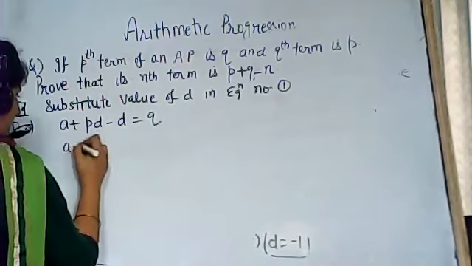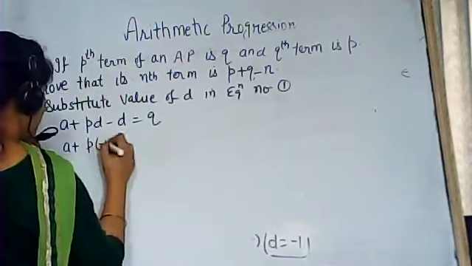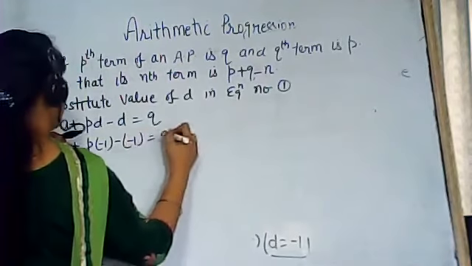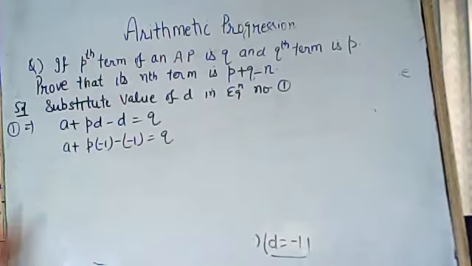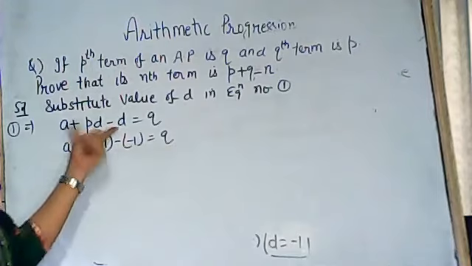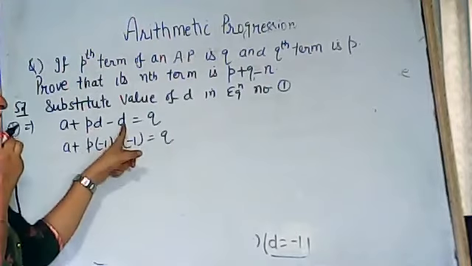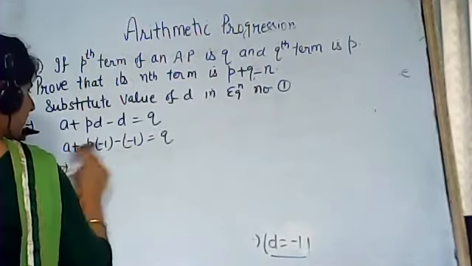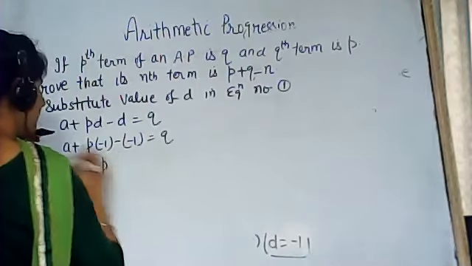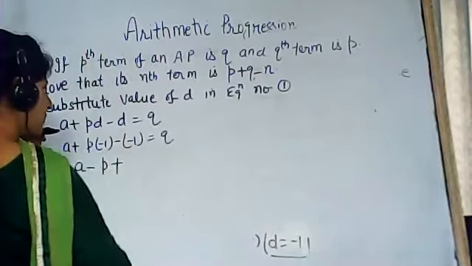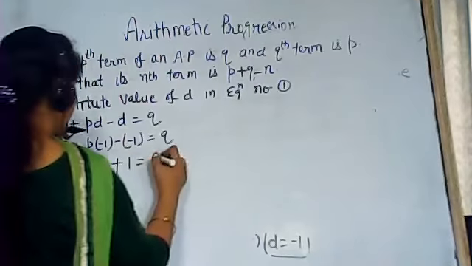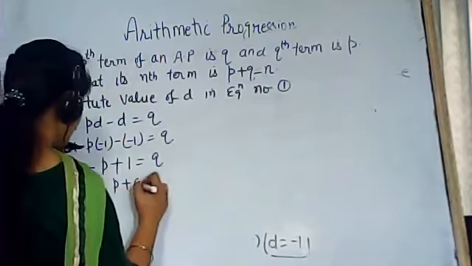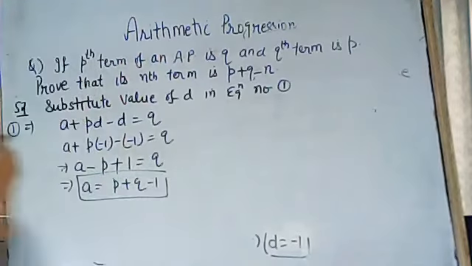So beta, what you will get? A plus P, the value of D is minus 1. Then negative sign. Again fill the value of D and right hand side will be same. In this given relation, we have just substituted the value of D, which is equals to minus 1. Now simplify. A plus minus minus P into 1, this is equals to P, minus minus plus 1 will come as it is, and right hand side is also same. So what is the value of A? This is equals to P plus Q minus 1.